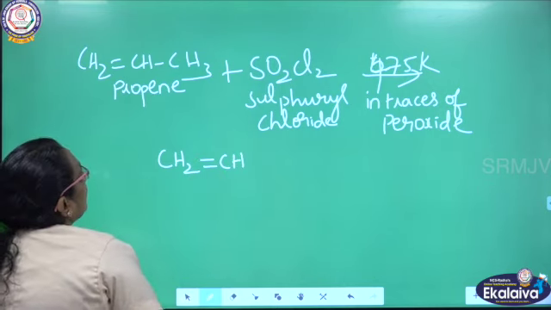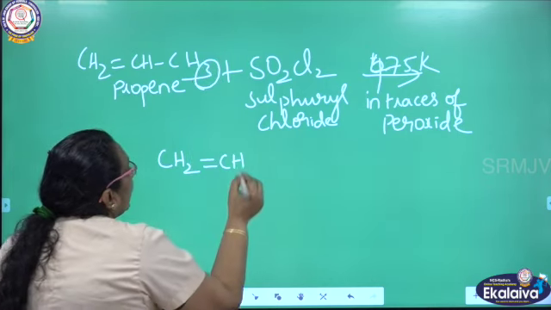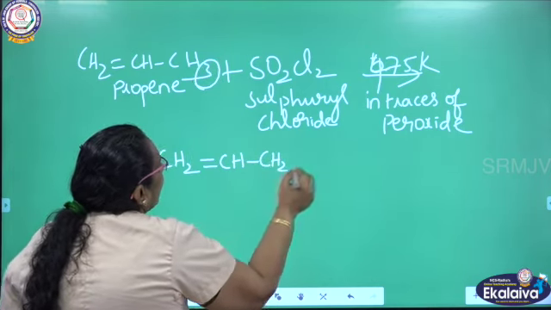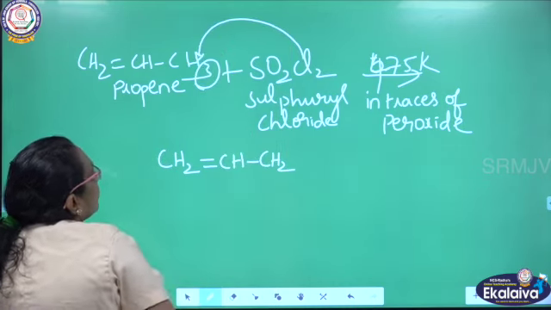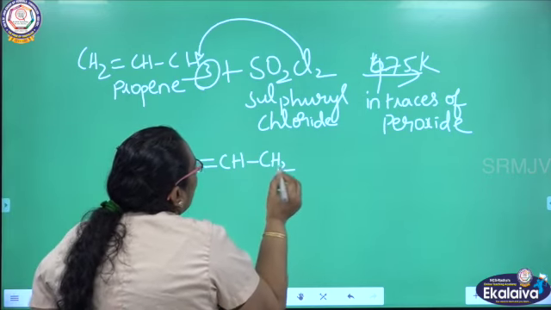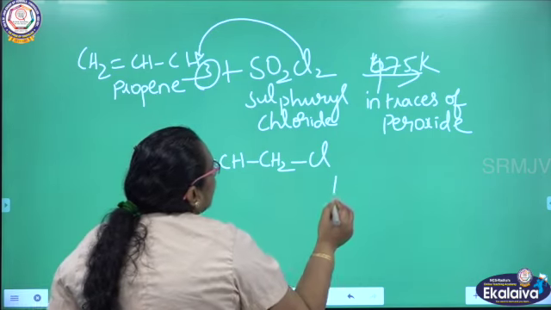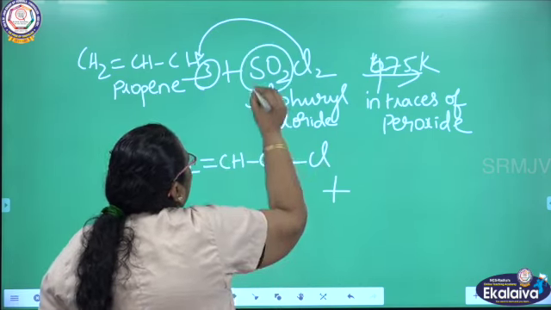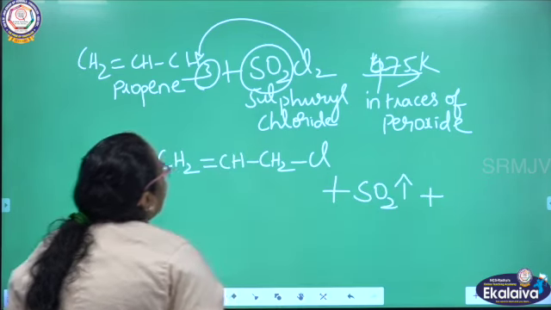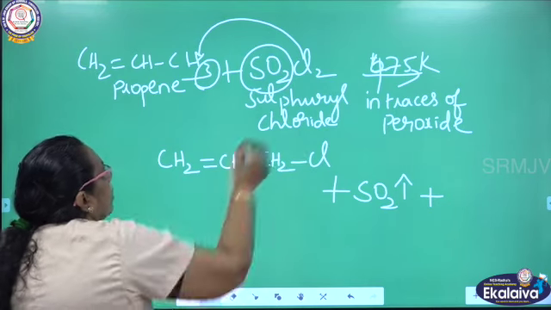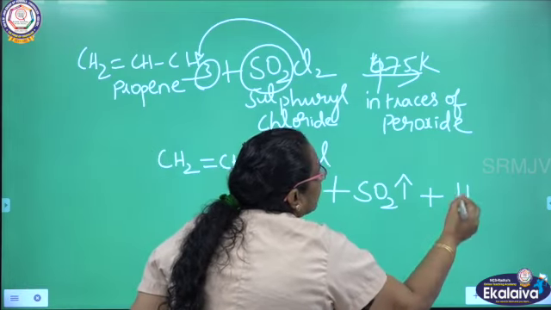Once again, allylic substitution. So what is happening here? I am going to remove one hydrogen from here, so it becomes CH2. In the place of hydrogen, what is substituted? Chlorine is substituted. So what you will get is CH2 double bond CH, single bond CH2Cl. What are the byproducts? Sulfur dioxide is removed as a gas here. What is the other byproduct? One chlorine only I have added. One more chlorine is there and one more hydrogen is there. Both combine to give HCl.